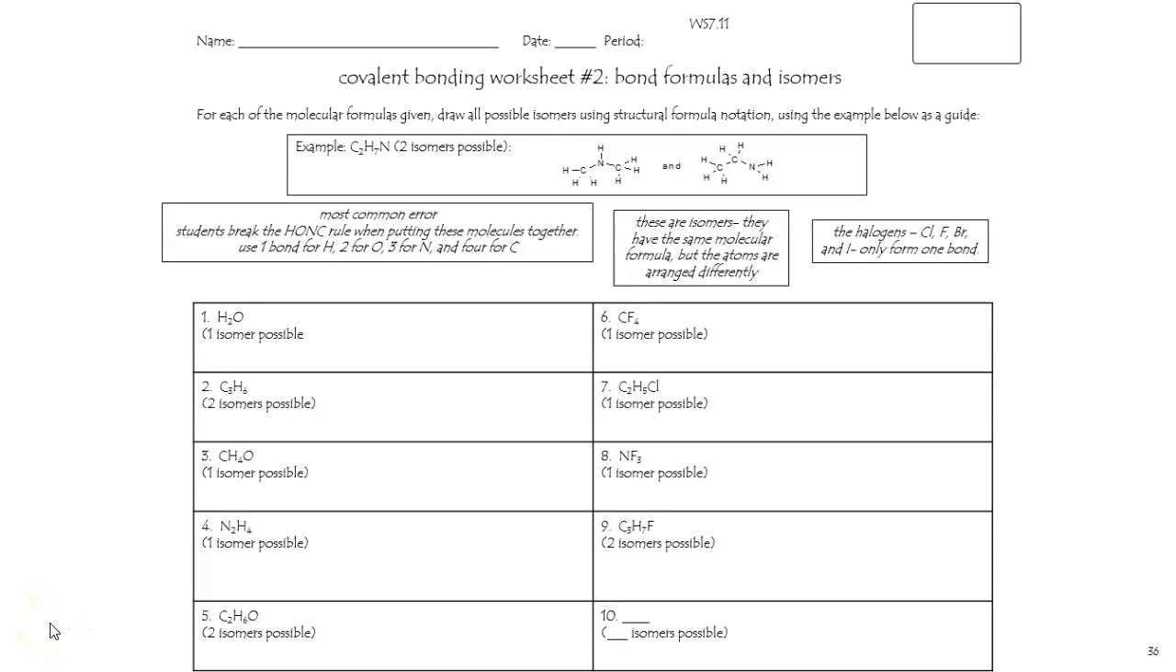Dr. B here, and it's now time for worksheet 7.11, covalent bonding worksheet number 2, bond formulas and isomers. Let's play the isomer game. Try to see how many isomers are possible given a molecular formula.